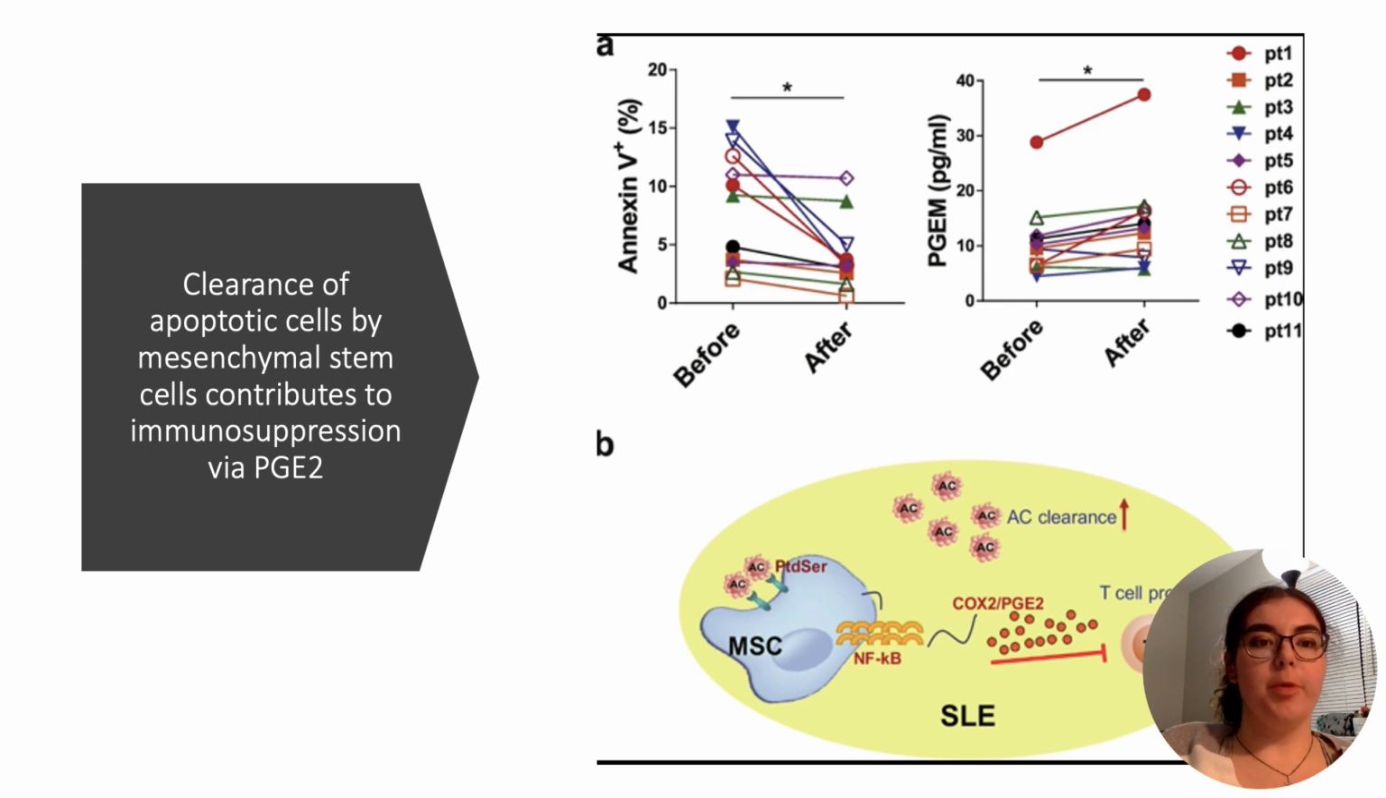This figure is from the paper Clearance of Apoptotic Cells by Mesenchymal Stem Cells Contributes to Immunosuppression via PGE2. And this figure is showing how stem cells are able to increase the clearance of apoptotic cells and increase immunosuppression in the SLE after treatment of stem cells in tissue culture.